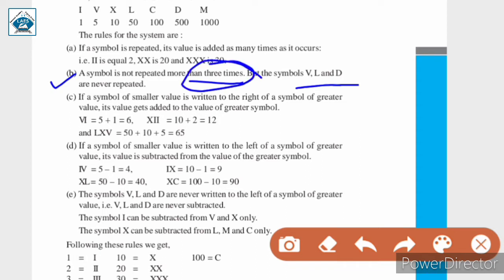But these symbols V, L and D, we will not repeat more than once. They are not repeated more than once.